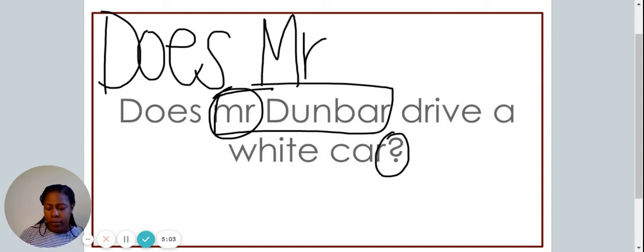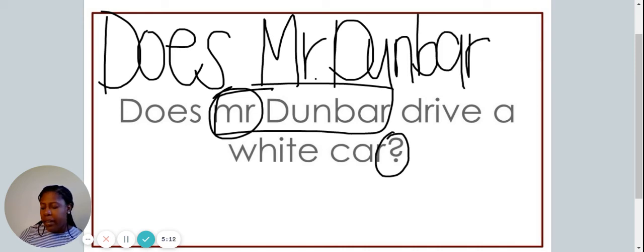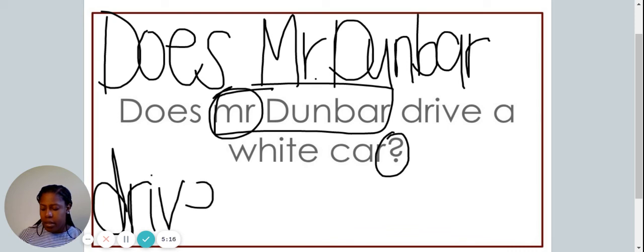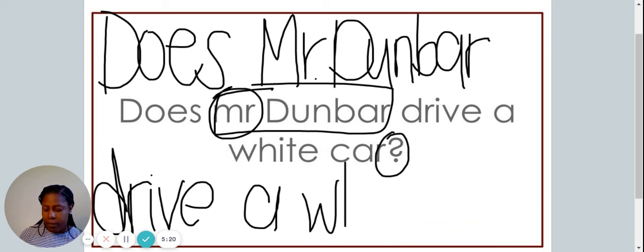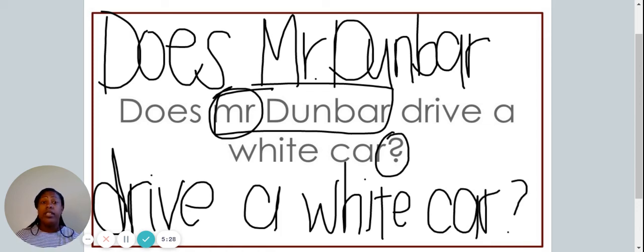Mr. Dunbar drive a white car. Does Mr. Dunbar drive a white car?